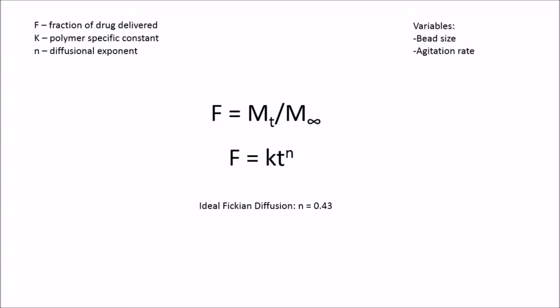Values of n greater than 0.43 indicate that non-Fickian diffusion is occurring. n greater than 0.85 indicates that the diffusion is swelling controlled, meaning the change in size of the beads as they absorb water has a large effect on the rate of diffusion. Also note that factors like particle size distribution can have an effect on the calculated values of n.